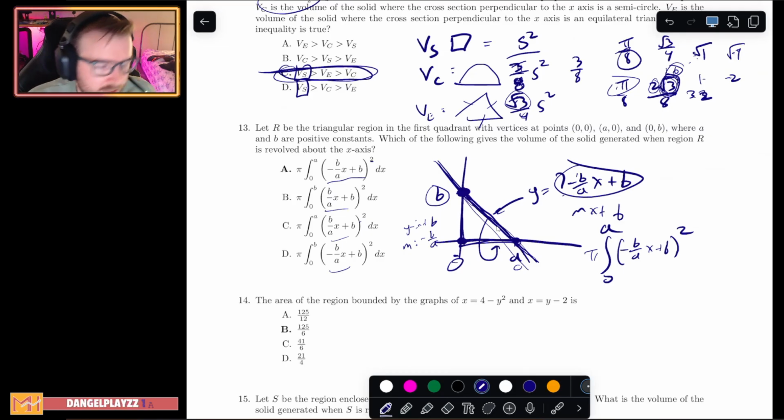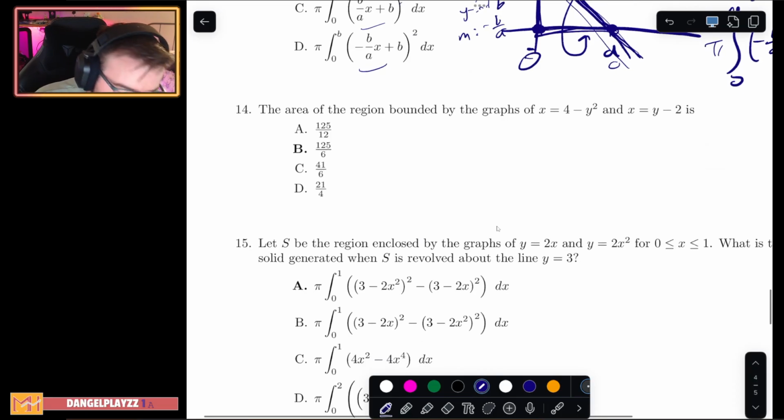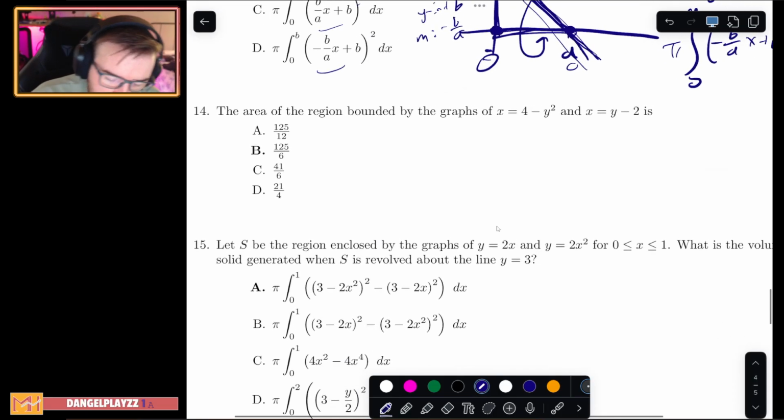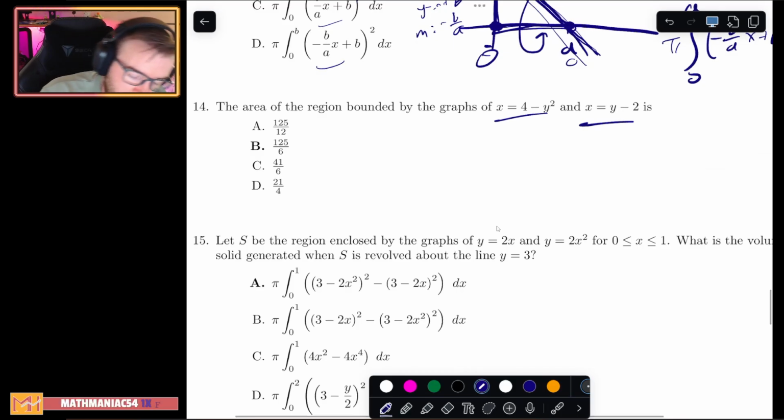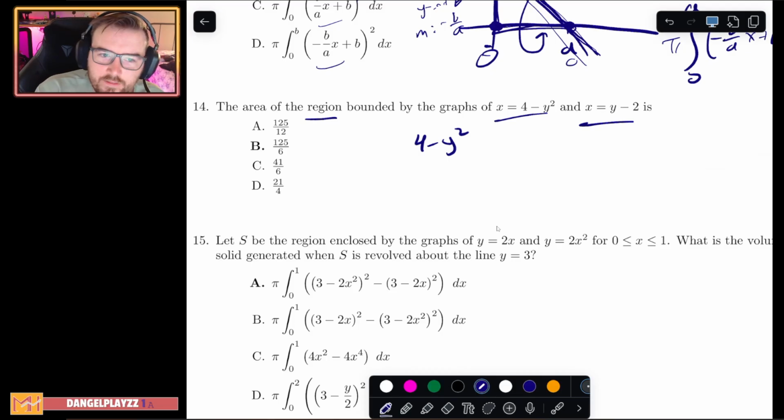Anyway, it's 60 minutes here. Let's keep going. The area of the region bounded by the graphs of blah and blah. They're in terms of y. It's the last one where it's in terms of y. So we just need to figure out where they intersect. And again, the semantics of area of the region.